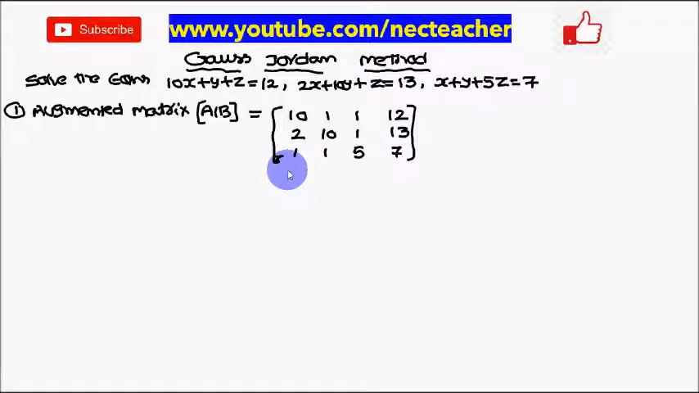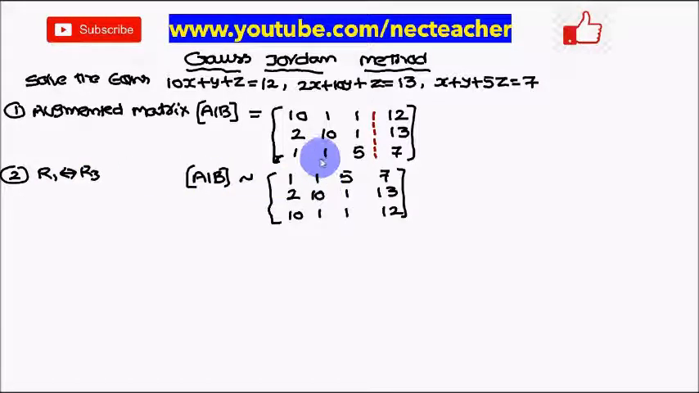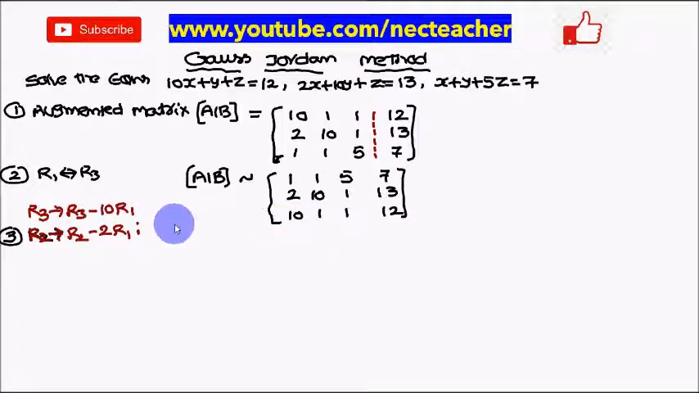Now what we have to do? We have to interchange the rows for our convenience. So R1 and R3 I am interchanging. Therefore this row will become the first and the R1 row will become the third row. Next, which elements we have to make 0? First step, 2 and 10 we have to make 0. For that, R2 gives rise to R2 minus 2 times R1. Similarly R3 minus 10 times R1.